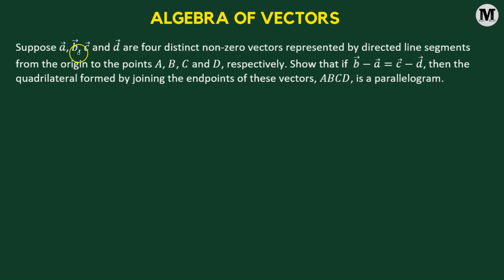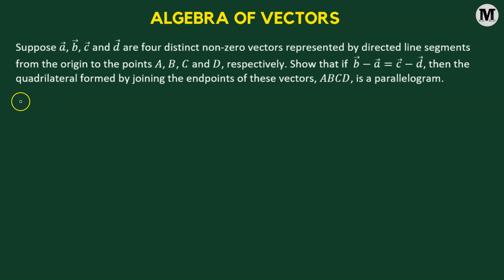Suppose A vector, B vector, C vector, and D vector are four distinct non-zero vectors represented by directed line segments from the origin to the points A, B, C, and D, respectively. Show that if B vector minus A vector equals C vector minus D vector, then the quadrilateral formed by joining the endpoints of these vectors A, B, C, D is a parallelogram.